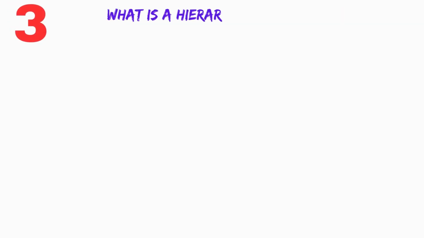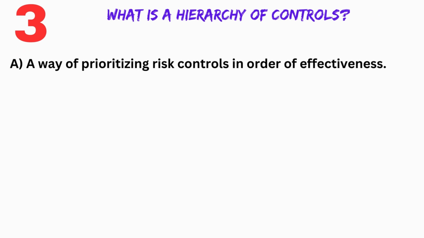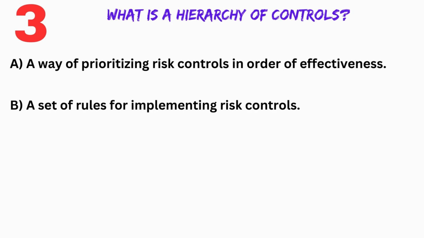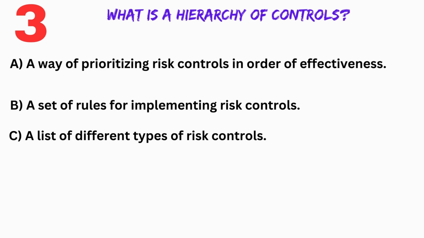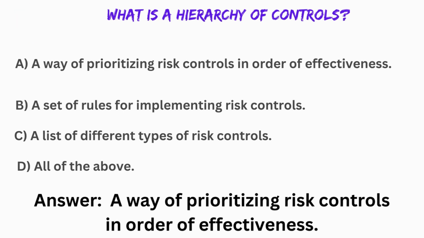Question 3. What is a hierarchy of controls? A. A way of prioritizing risk controls in order of effectiveness. B. A set of rules for implementing risk controls. C. A list of different types of risk controls. D. All of the above. Answer: A. A way of prioritizing risk controls in order of effectiveness.